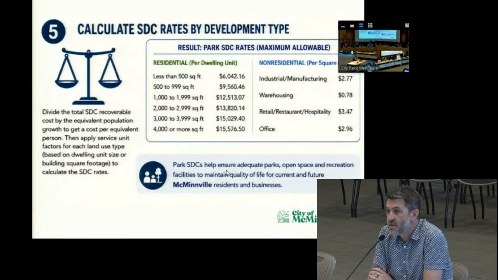And then finally, we develop a formula for how different types of development have equivalent populations and what those equivalent costs would be per SDC for a person. So for residential, we have more categories than what we have currently. Currently, there is only one residential rate per household. Now it is scaled depending on the size of the home. And then since it's considering commercial and industrial, there were square footage equivalents that were applied for the types of development that you see there on the right.